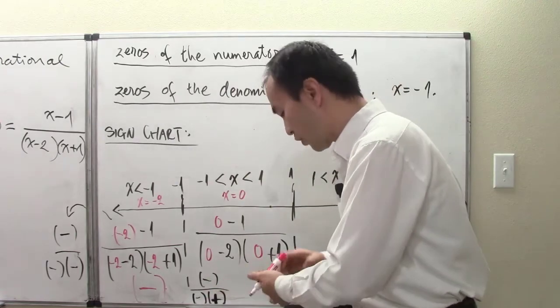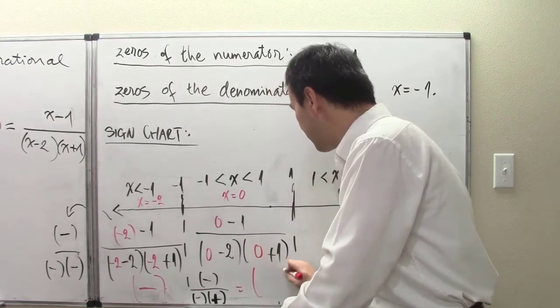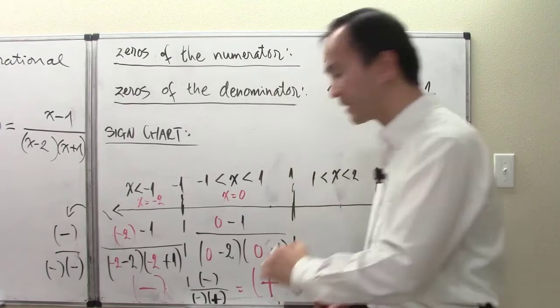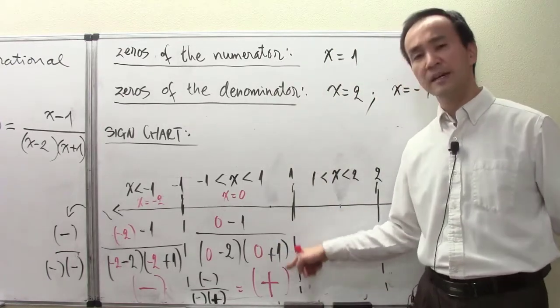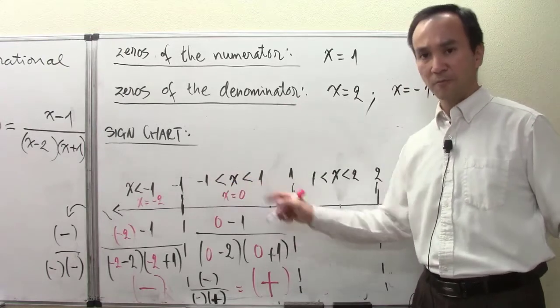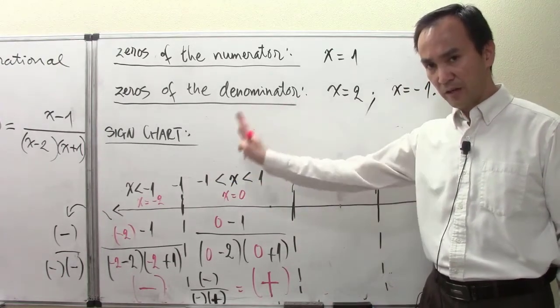A negative times a positive. So that means overall, in this interval, our rational function turns out to be positive overall. The output of the rational function has to be positive for any x values in this interval. All right, so that's how we take care of the second interval from the left to the right.